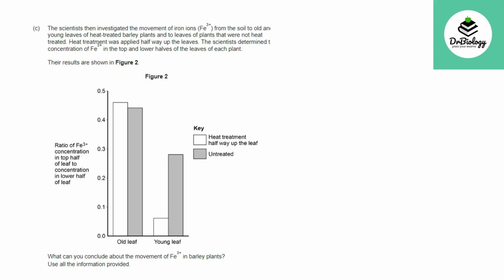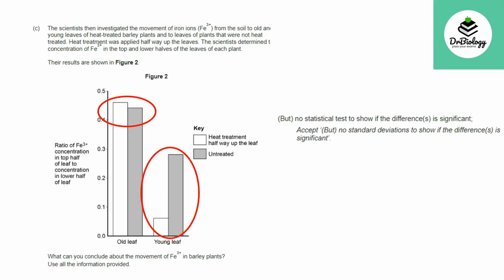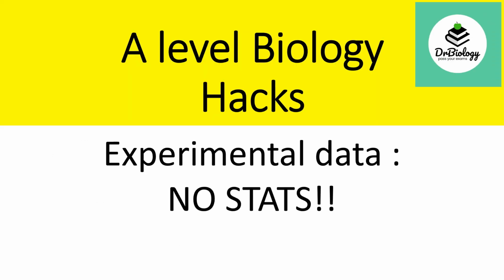And last one here, here's movement of iron ions. What can you conclude about the movement of iron ions in barley plants? Use all the information provided. Well, let's use it. Look, there's no stats test, so no statistical test to show if the difference is significant. The other thing I will say is usually it's a 3-mark question. Obviously, this will get you 1 mark, but you need to do a bit more to get the 3 marks, but it's an instant 1 mark. It's fantastic. There we go.